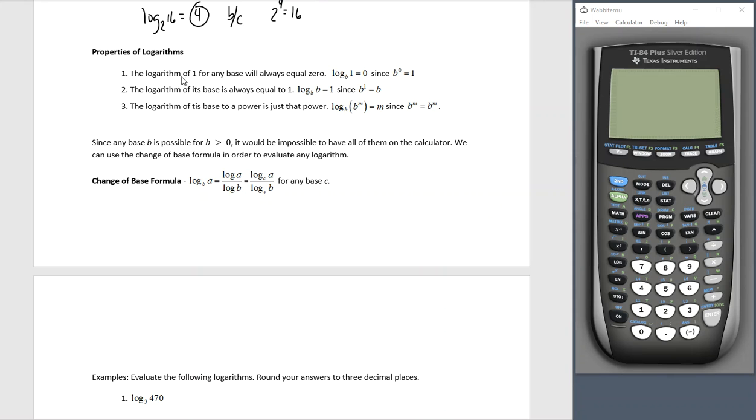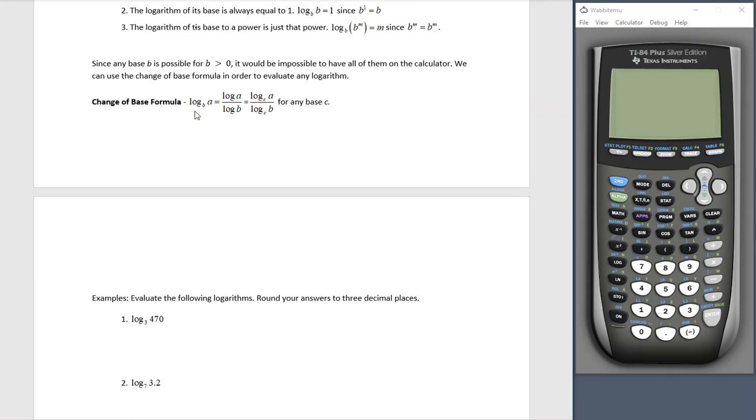First property, the logarithm of 1 for any base will always equal 0. So log base b of 1 is always 0 because as long as b is not 0, b to the 0 power equals 1. The logarithm of its base is always equal to 1. Think about it: what power do I put on b to get b? Well, that power is 1 because b to the first power is b. That's it. All I'm doing is exponents.